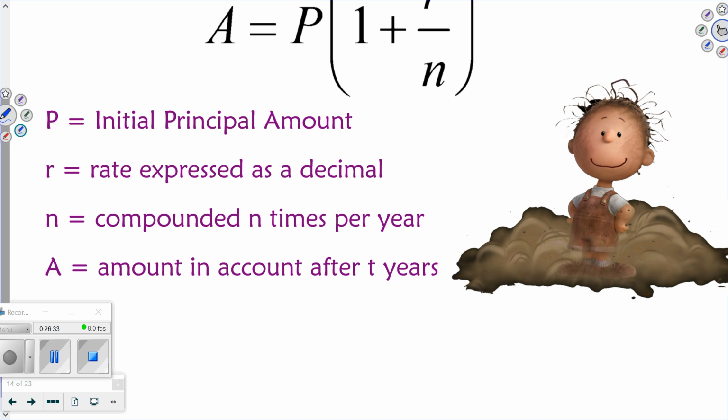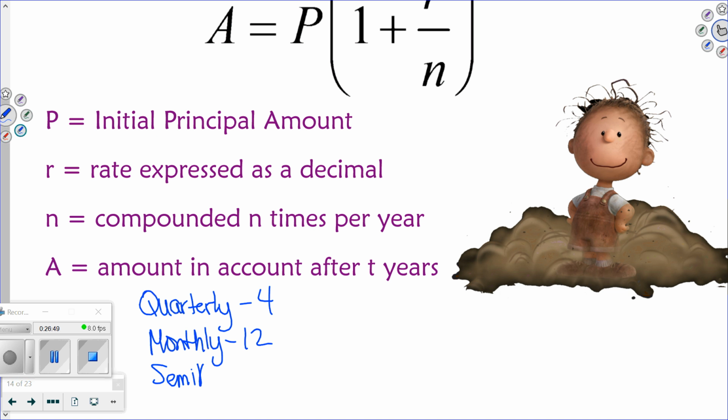So let's kind of talk about that for a minute. If I told you it was compounded quarterly, how many times is that? That would be 4 times. What if I told you monthly? That is 12 times per year. What if I said semi-annually?